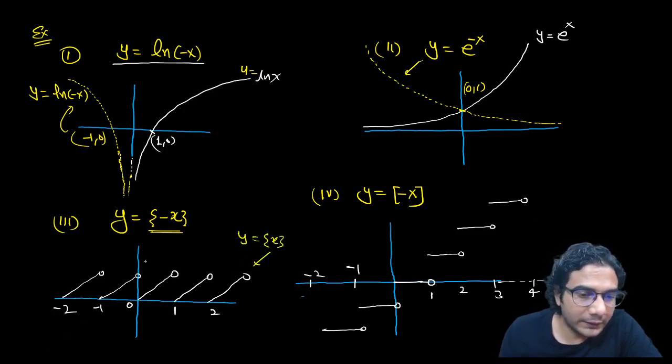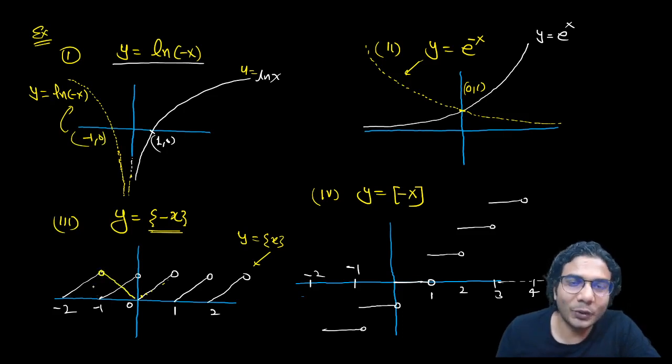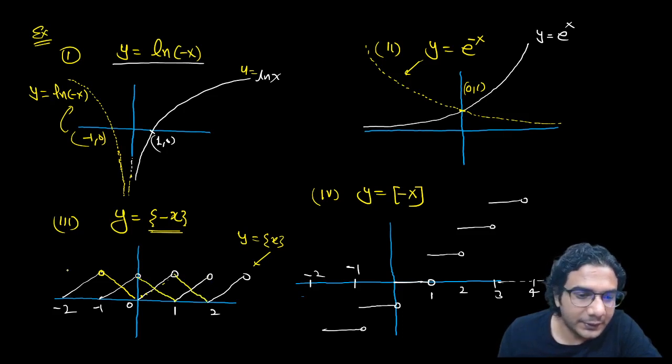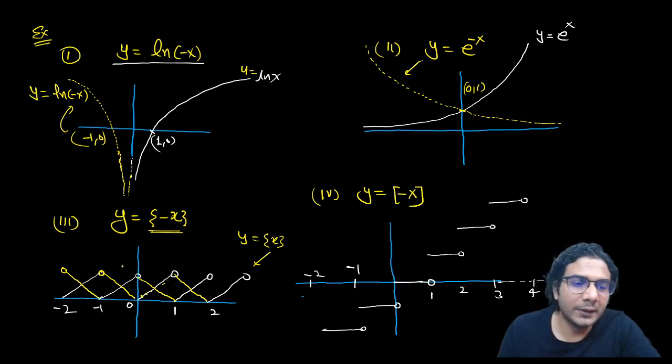Now let's do the transformation. If you reflect this part, it will be like this, and this part will remain open, right? The open end will coincide with the open part, and this will come like this and like this. So the lines will now be like this. I hope you got it right. So this is the fractional part of minus x.